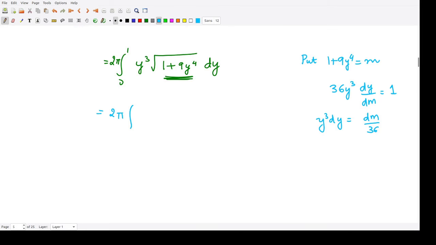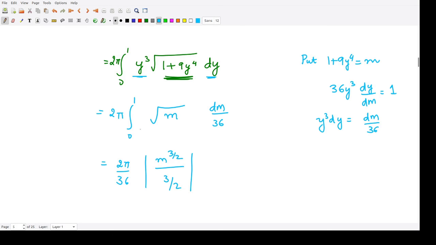So with this substitution, what do we have here? 2 pi as such, integration 0 to 1 as such, the value of y cube dy that is equal to dm divided by 36, and the value of this quantity is m. So we have square root m with us. Now we can very easily perform this integration. Its integration would be m raised to power 1 by 2 plus 1, so it would be 3 by 2, divided by 3 by 2.